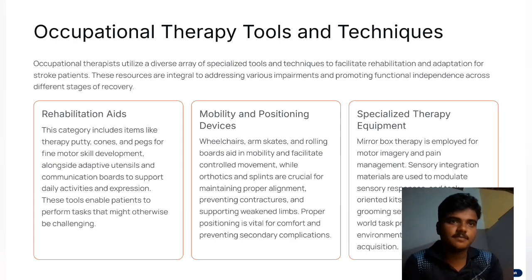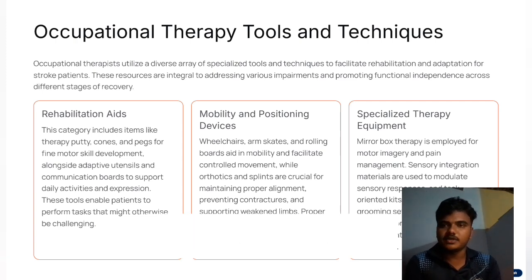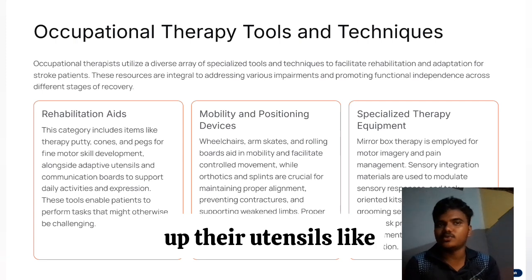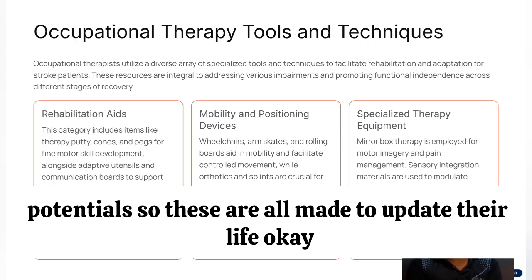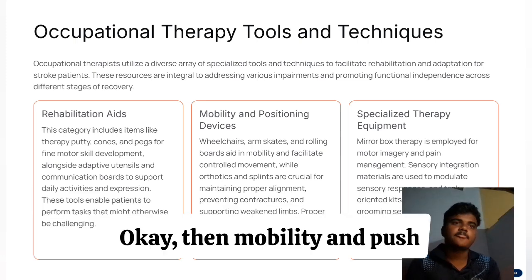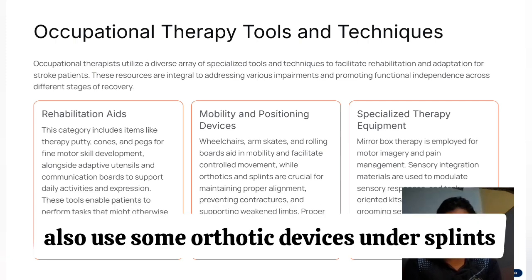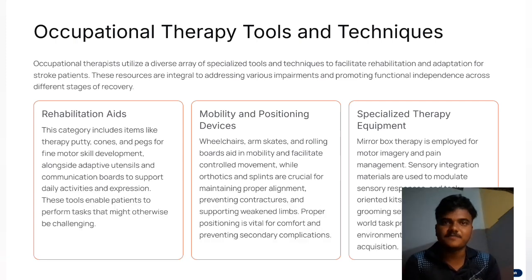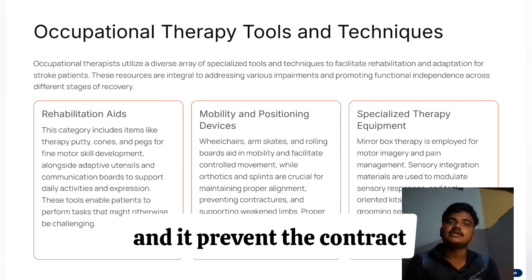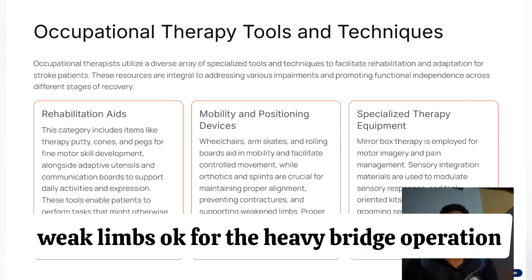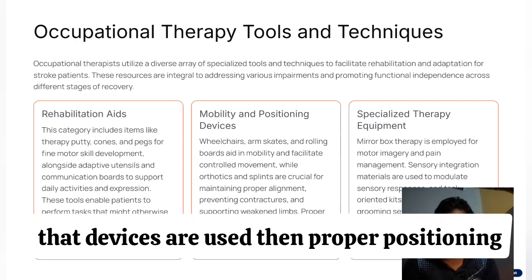Then alongside adaptive utensils, we all know that for their daily activities we need utensils, like a handled brush. For dressing we also need utensils. So these may all rehabilitate their life. Then for mobility, to facilitate the controlled movement of the person, we also use some orthotic devices and splints. Splints maintain proper alignment, prevent contracture, and support the weak limbs. For the hemiplegia person, their limbs are weak, so these devices are used.